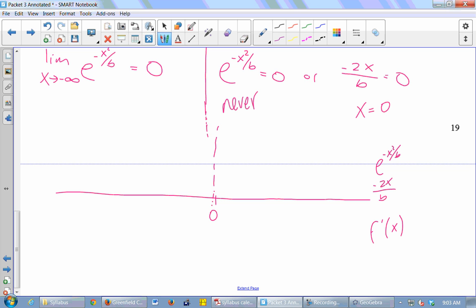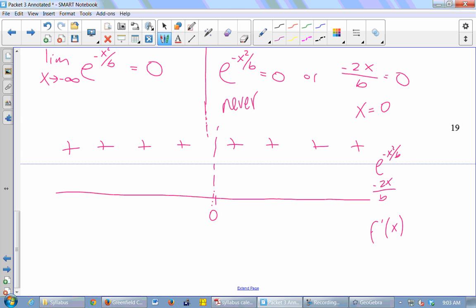It's positive, yeah. What about to the right of 0? Positive, yeah. E to anything is positive. Even if the thing you're raising it to is negative, that just makes it close to 0, not negative, right? So e to the anything is positive, always positive.